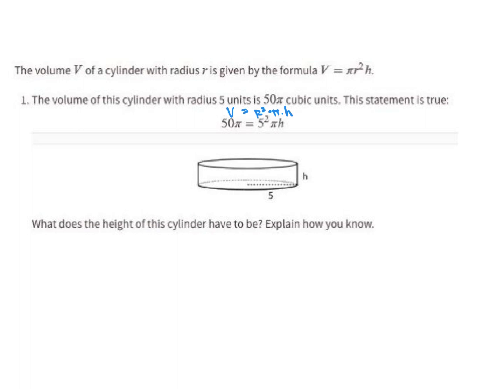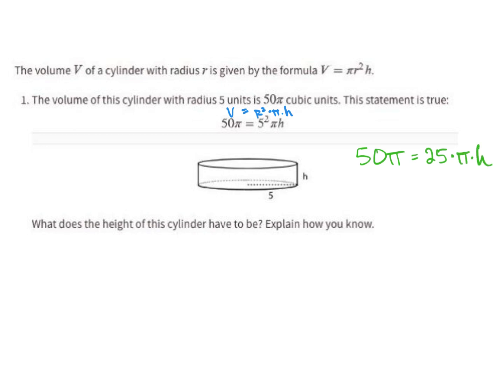Then we got this equation here, and it says, what does the height of the cylinder have to be? So think about it for a second. See if you can find an answer, and then we're going to work through it and find out what the height should be. So we have 50, we have pi, and then we have 5 squared. What is 5 squared? That's 25 times pi and then times height.